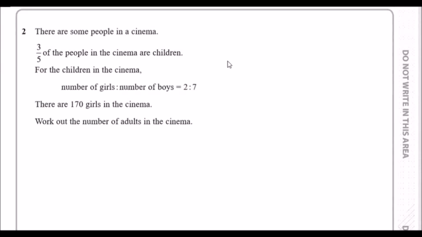Okay, this one's quite easy as well, but you just have to be careful. So let's have a look. So there are some people in the cinema. Now 3/5 of the people in the cinema are children. So this means, guys, that 2/5 must be adults. Yeah. So write this down right now. Okay, just to make that distinction clear. Now for the children in the cinema, specifically the children, for every girls to boys, there are 2 girls to every 7 boys.